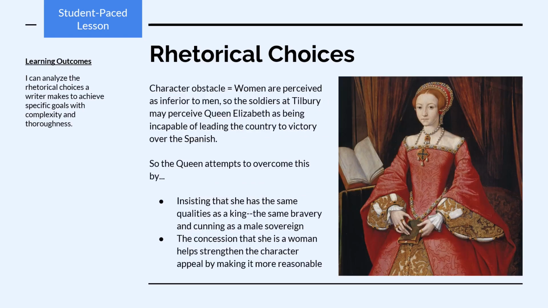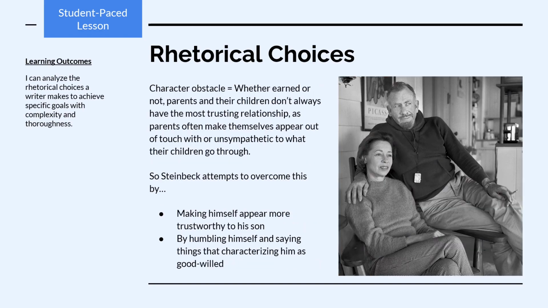For instance, a character obstacle from Elizabeth I's speech was that women were perceived at the time as inferior to men, so the soldiers at Tilbury may perceive Queen Elizabeth as being incapable of leading the country to victory in a war. So to overcome this, the queen insists that she has the same qualities as a king, that same bravery and cunning as a male sovereign would. The concession that she makes, admitting that she is a woman, only helps strengthen the character appeal by making it more reasonable.